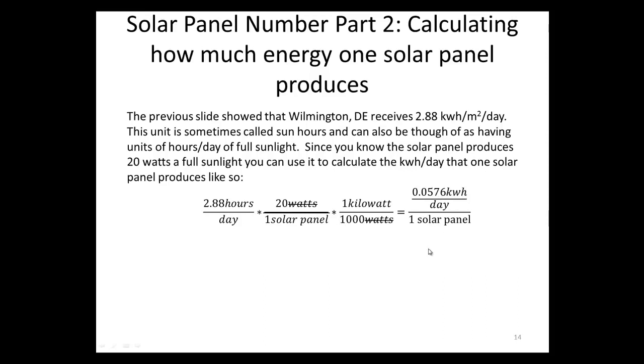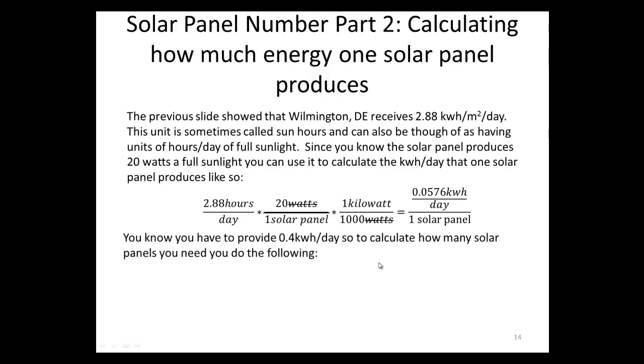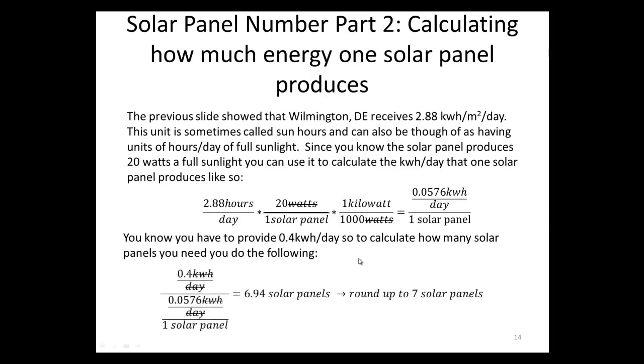So then we need to figure out how many solar panels we need to produce what we need. So we know we have to provide, from the previous step, 0.4 kilowatt hours per day. So to calculate how many solar panels we need, we do the following. We take 0.4 kilowatt hours per day, because that's what we need, and we divide by 0.0576 kilowatt hours per day for one solar panel. And this gives us an answer of 6.94 solar panels. Now obviously we can't have 6.94 solar panels, so we round up: we need 7 solar panels.